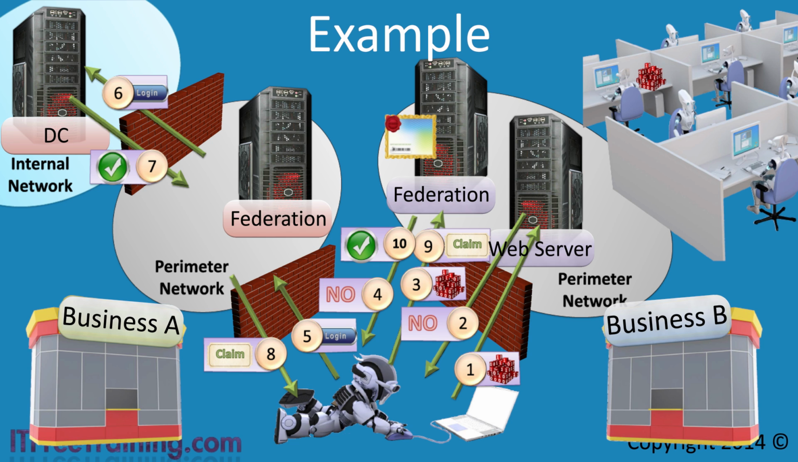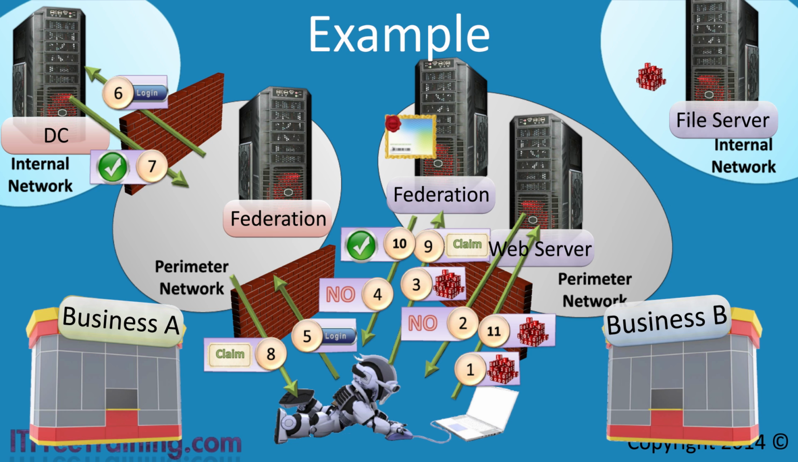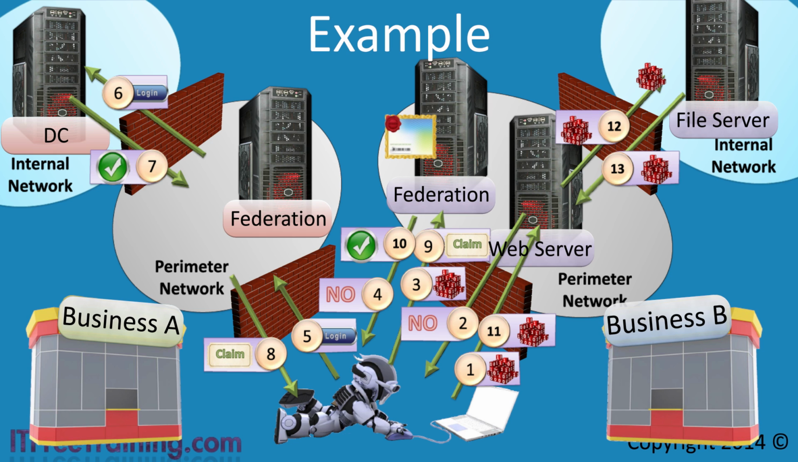Now that the user has been approved to access the data, the user can once again contact the web server asking for the data. The web server does not have the data. The data is stored on the internal network, which is separated from the main network by a firewall. The web server will have access to the file server on the internal network, so it can request the file. Since the web server is on a company network, the file server allows the file to be transferred to the web server. The web server can then transfer the data to the user.